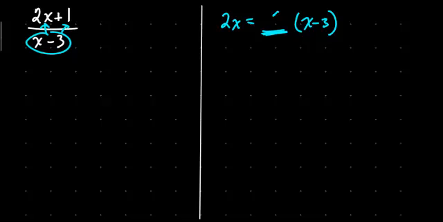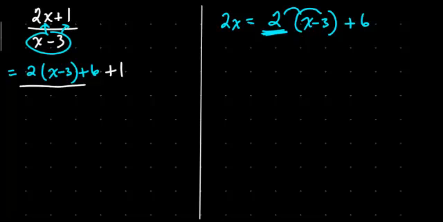Well, clearly, I need a 2 there to get my 2x, but it gives me an additional minus 6 because the 2 distributes. So I need to add 6 to cancel that negative 6, and so it just leaves me with 2x. So instead of writing 2x, I write 2 times x minus 3 plus 6. That is my 2x. And then plus 1, all divided by x minus 3.